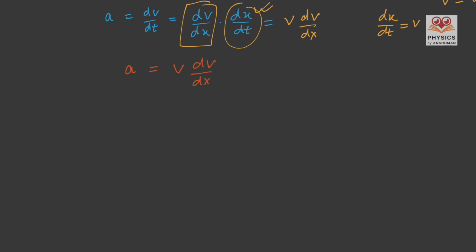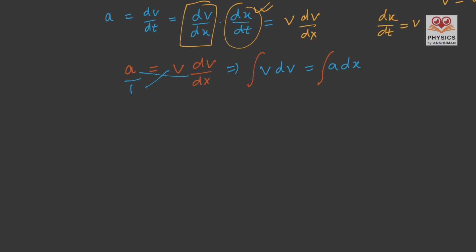Again we can do the cross multiplication. For the cross multiplication we multiply a and dx, and finally we get v dv is equal to a dx. And finally we are ready for the integration part. So we will integrate this equation.